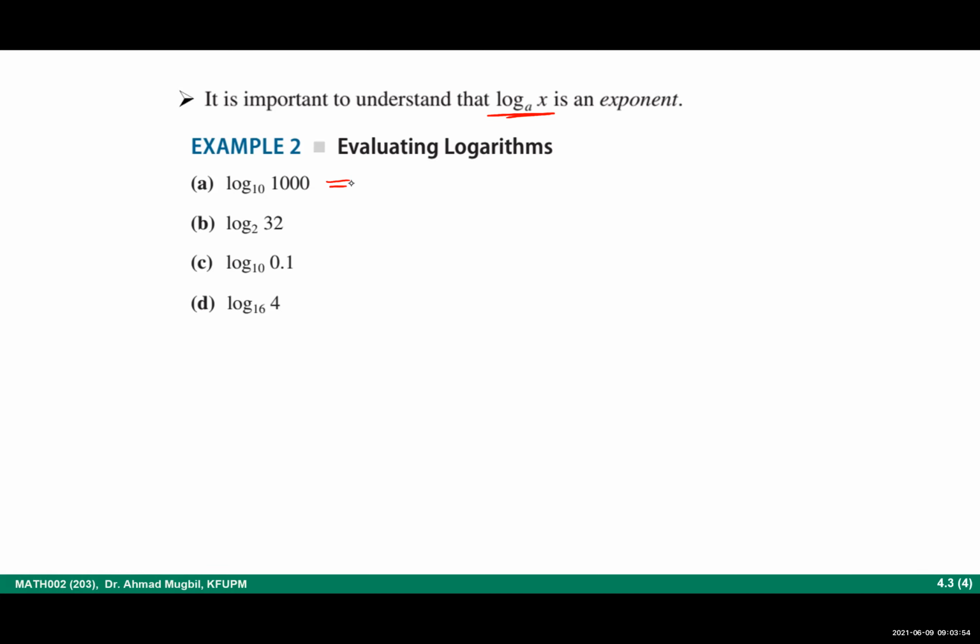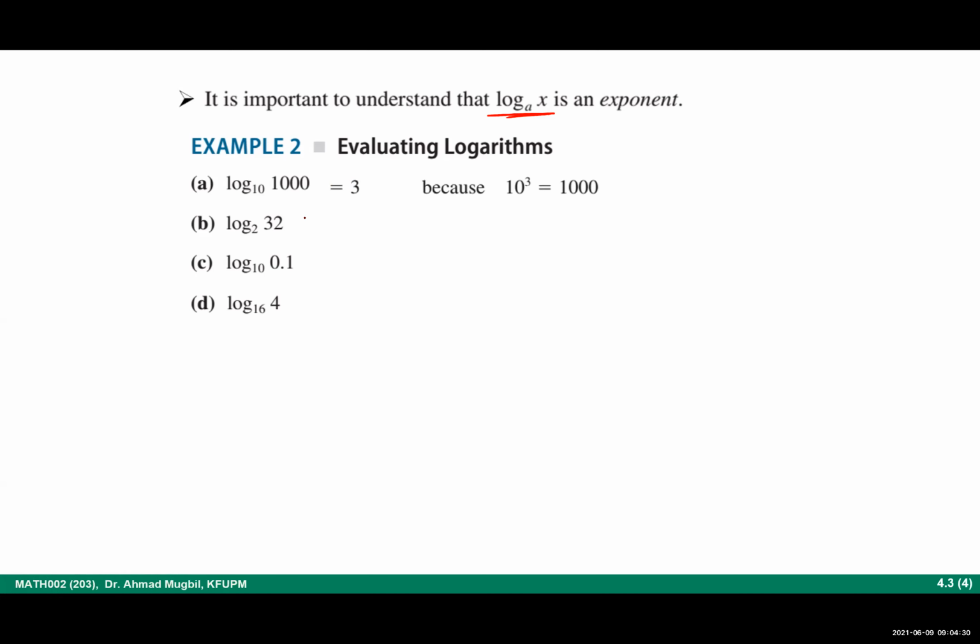Here it is. Now let me ask Ali Saif, ya Ali. Are you here, ya Ali? Yes, I'm here. Log 2 of 32 equals what? 5. Why? Because 2 to the power 5 equals 32. You are right, ya Ali.